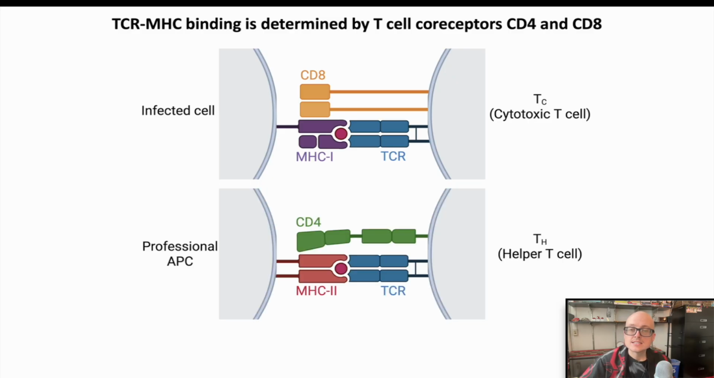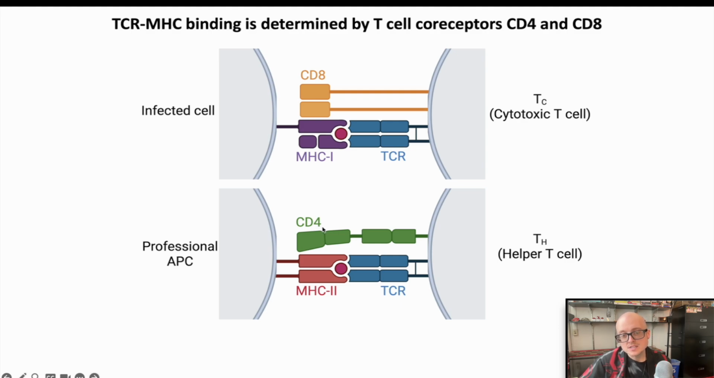In contrast, T helper cells express a co-receptor called CD4, and by a similar logic, CD4 has a high degree of specificity for MHC class II. And again, we sort of have this multipartite molecular interaction involving all of these molecules.